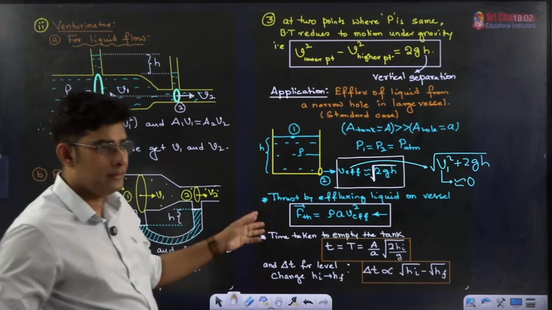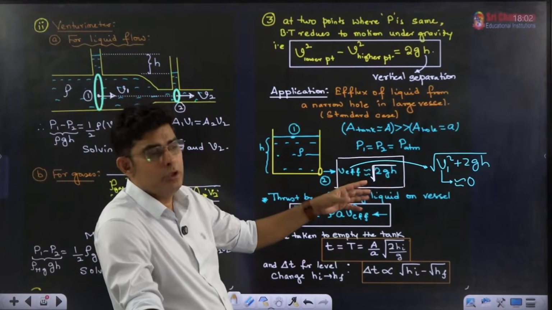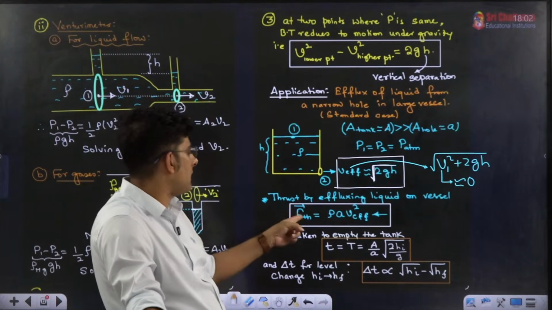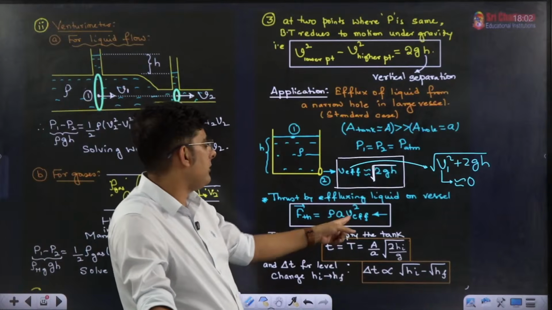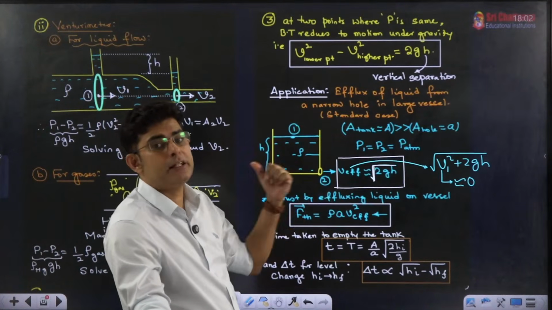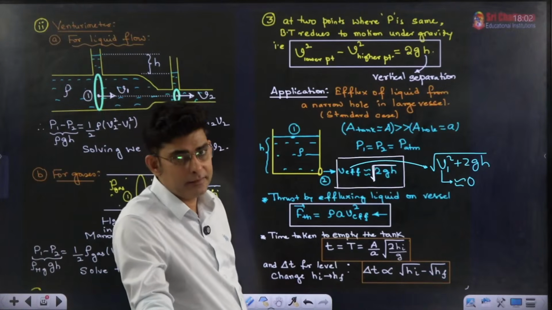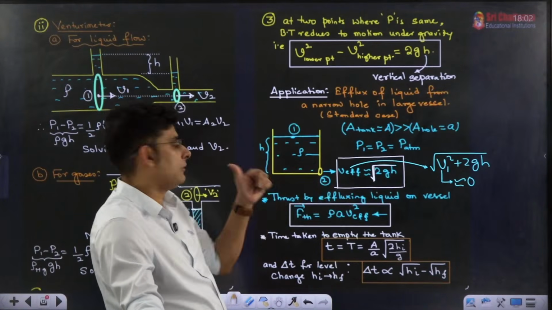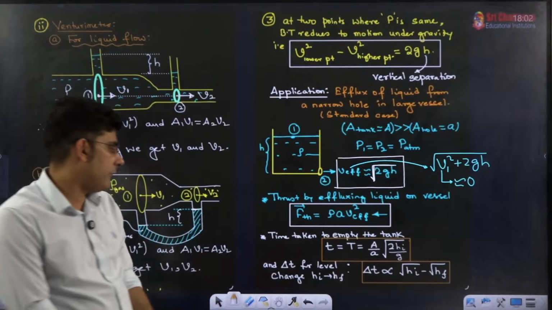Now they ask thrust. If liquid comes out, it will push the vessel back. That thrust force is rho A V efflux square. So if you know V efflux, you get rho A V efflux square, and this force will be exactly opposite to the velocity of efflux. Whichever direction the efflux velocity is, the thrust on the vessel is just opposite.